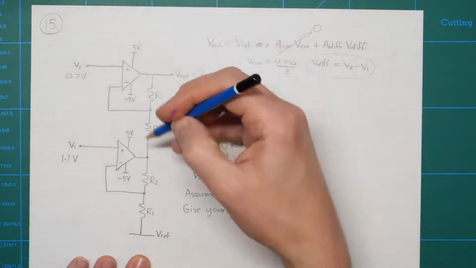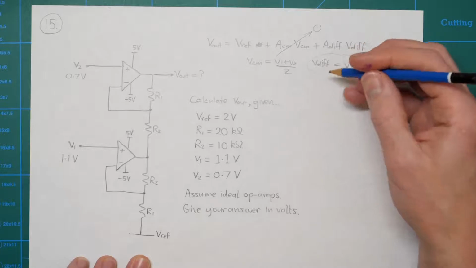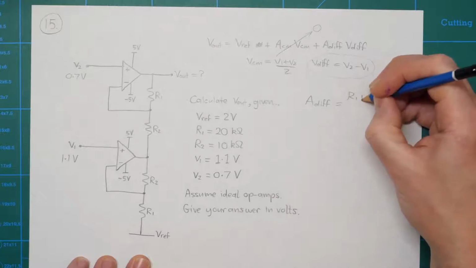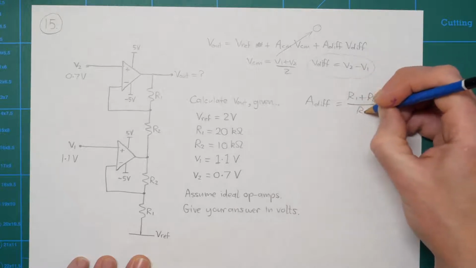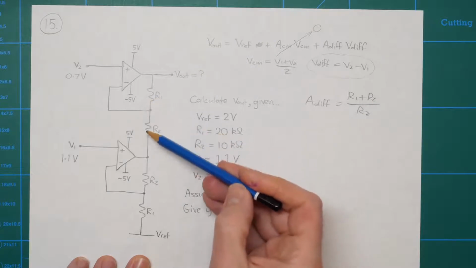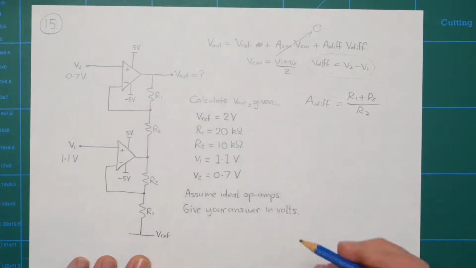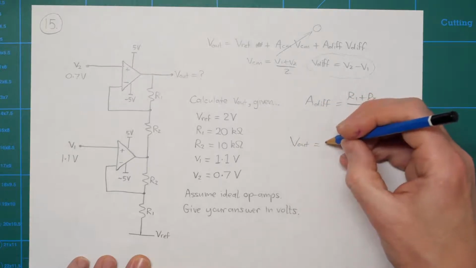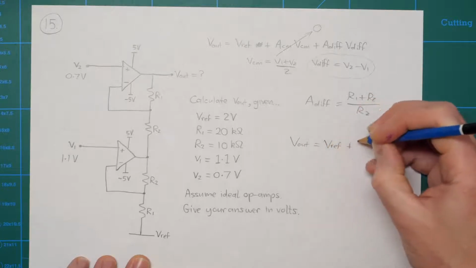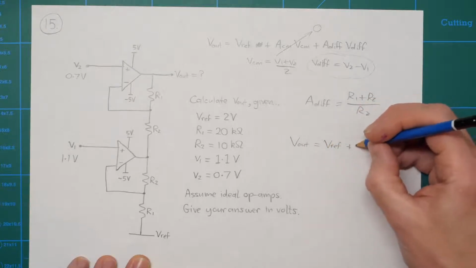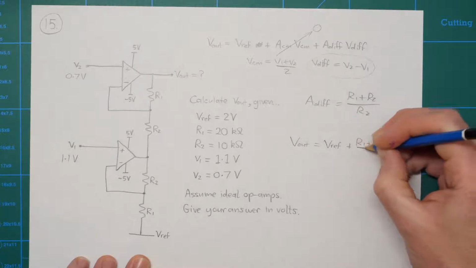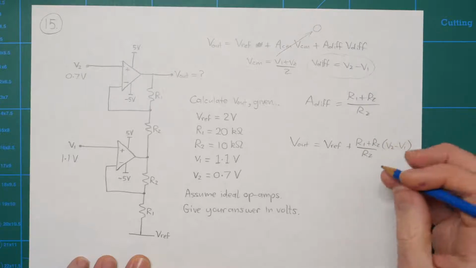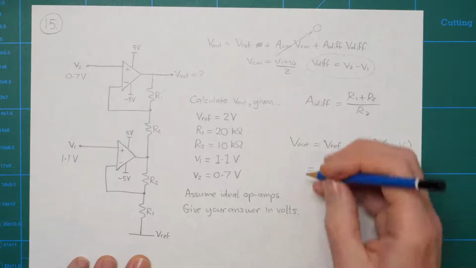Now for this circuit, we derived an expression in class for A diff, and it was just R1 plus R2 divided by R2. So again, it's just determined by the relative sizes of these two resistors. So V out is equal to Vref plus R1 plus R2 over R2 multiplied by V2 minus V1, which in this case Vref is 2 volts.